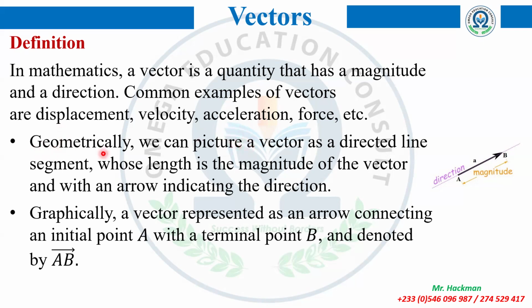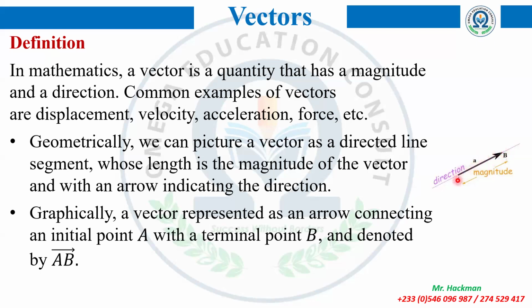So now I continue to read. Geometrically, we can picture a vector as a directed line segment whose length is the magnitude of the vector and with an arrow indicating the direction. If you look at the picture here, you can see there is a directed line segment and the direction is indicated by the arrow. So the arrow is telling you which direction.